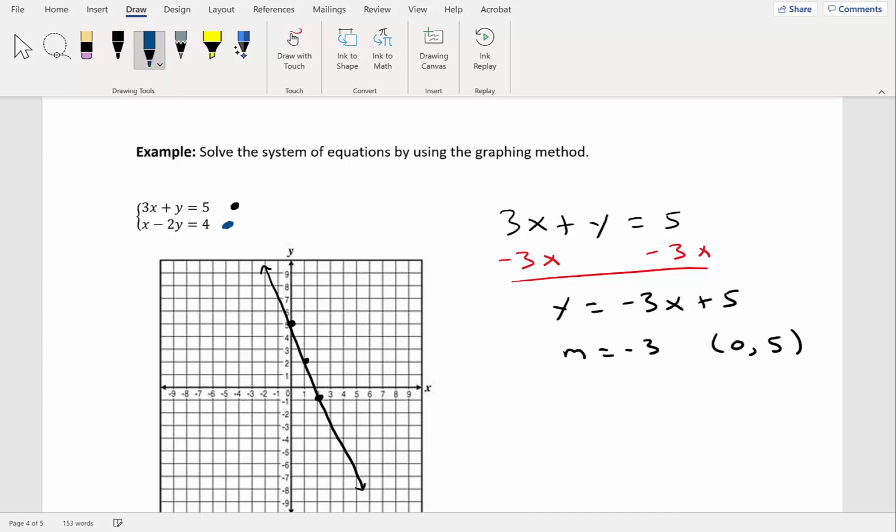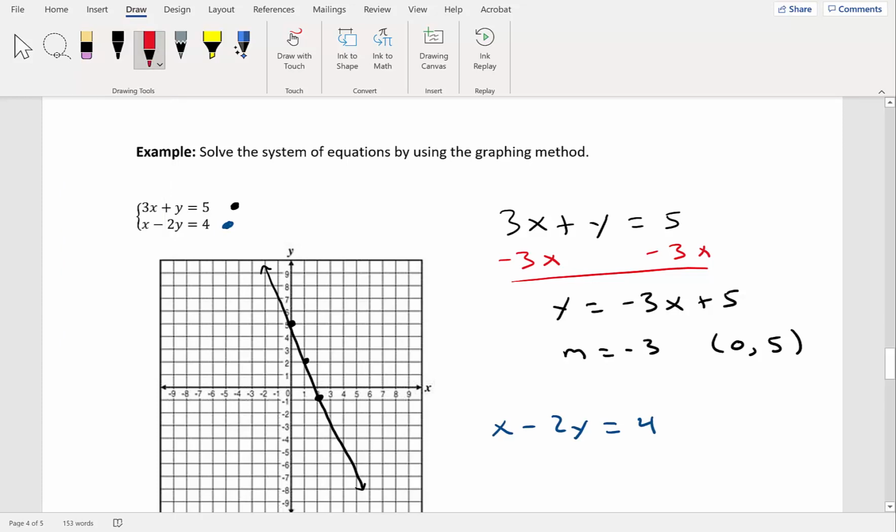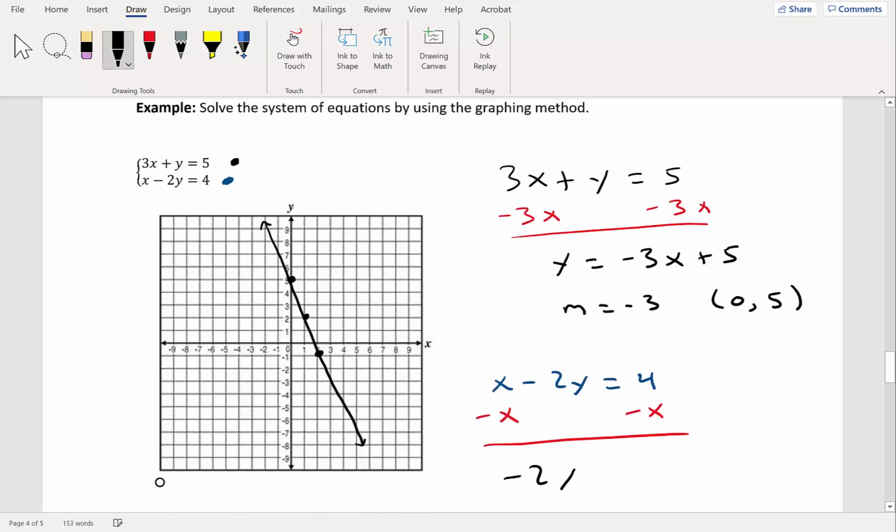Let's take a look at our second equation. We have x minus 2y is equal to 4. Let's get this into slope-intercept form. Let's subtract x from both sides. We get negative 2y is equal to negative x plus 4.